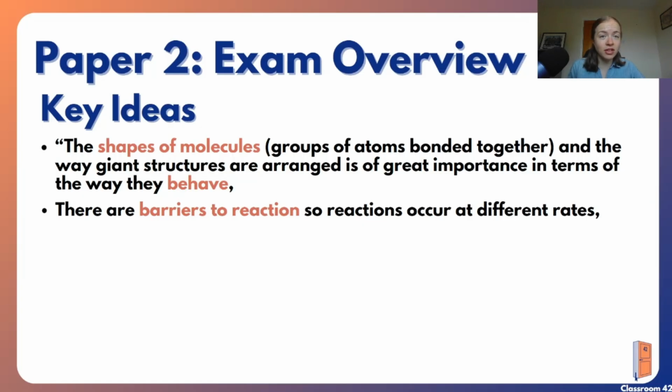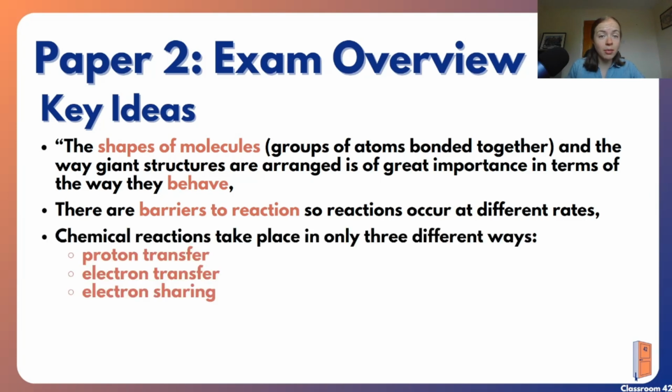So reactions occur at different rates. Obviously, that's very relevant to this paper. And that also chemical reactions occur through proton transfer, electron transfer, and electron sharing. And I know that a lot of these principles we learn in C1 and C2, but because chemistry is a really interwoven subject, everything you learn can be relevant to another unit. So you really want to make sure you don't neglect to keep all of these key ideas in mind, because they could hold relevance to questions in paper 2 as well.